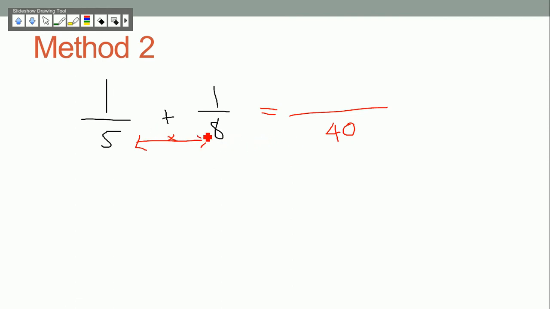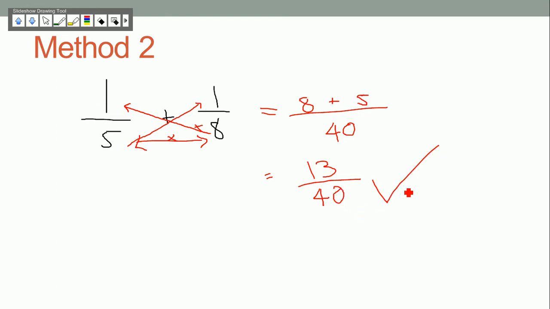Alright, so once we've got our common denominator, we now multiply the bottom right denominator with the top left numerator. So 8 times 1 is 8. Then we take this mathematical operation here and put it in the middle, plus, and then we do the opposite. We do 5 and we multiply it by the 1 up here, so 8 times 5, and then we simplify. 8 plus 5 is 13, and our denominator is still 40, and we've got the same answer.